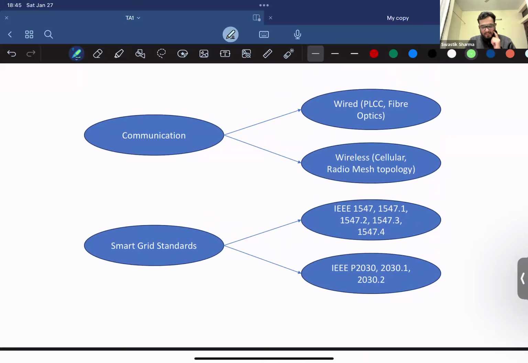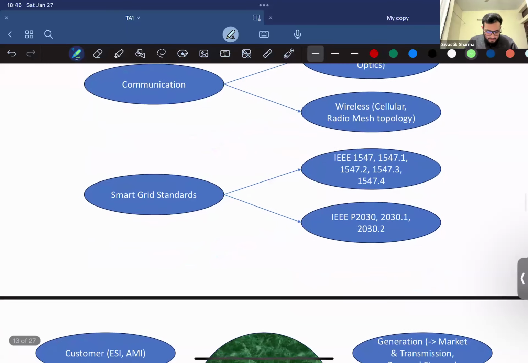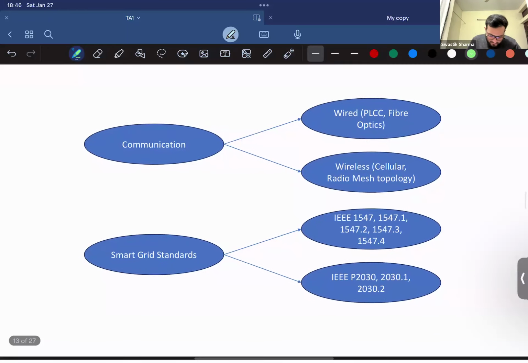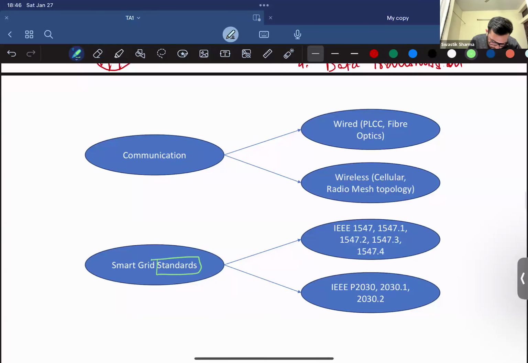This can also be wirelessly delivered, which can be through cellular or radio mesh topology. And these are being governed through some smart grid standards. Why we require standards is that we are repeatedly employing a technical task. So, how can we make sure that we don't make a mistake when we repeatedly employ that technical task? It's by adhering to certain rules and conventions. So these standards give us those rules and conventions to be able to replicate those tasks.